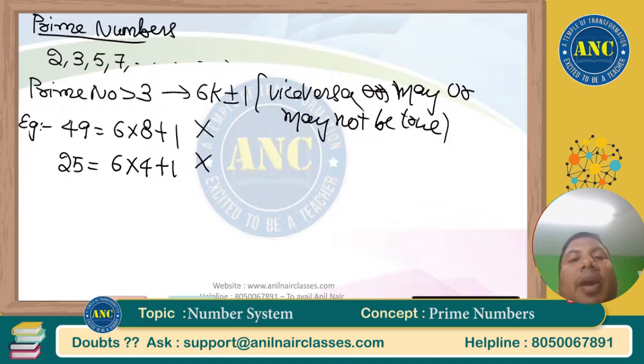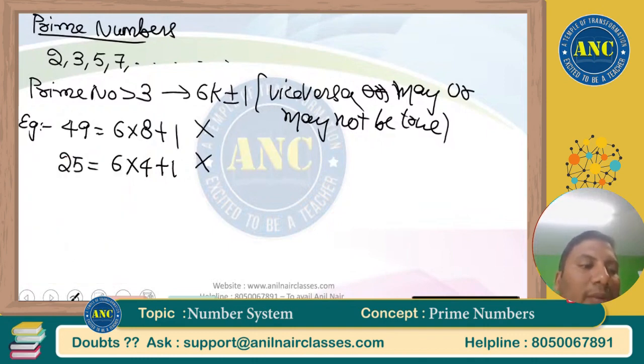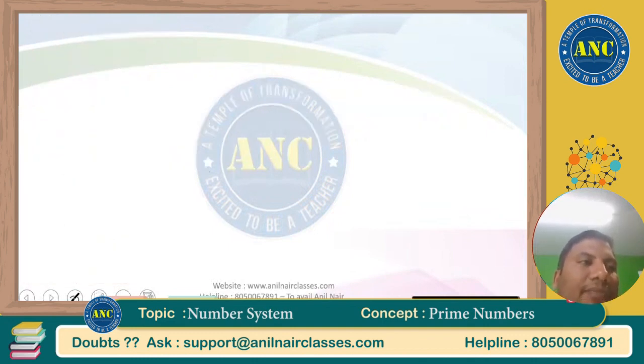If the number is a prime number, it should be of the form 6k plus or minus 1. Based on this, let us discuss some very good problems. First problem.